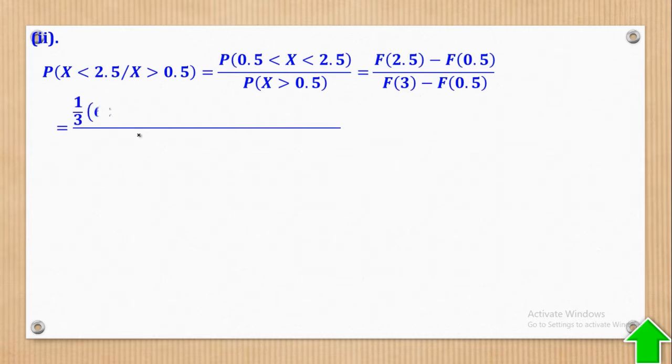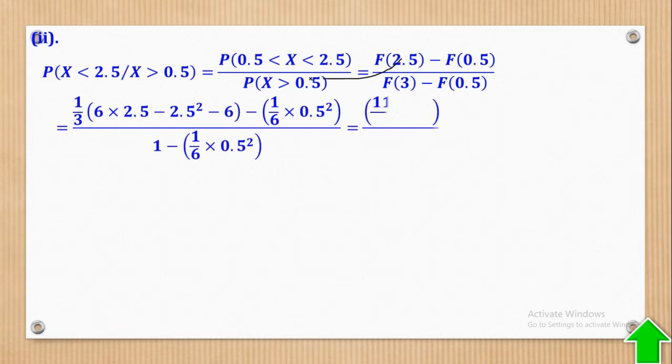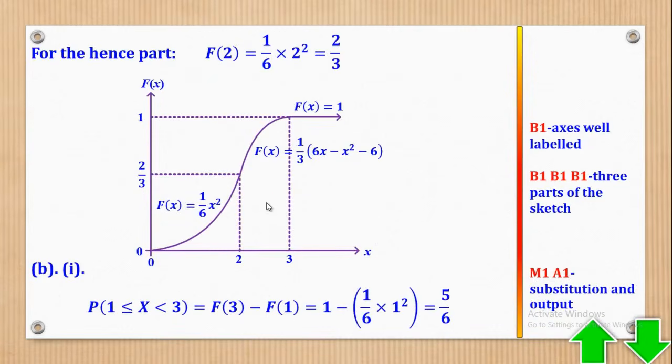Now next is to substitute where there is x, we put 2.5, but within the corresponding ranges. Let's start with 2.5. Which range does 2.5 lie in? 2.5 lies in this range between 2 and 3, and the function in that range is 1 over 3 in brackets 6x minus x squared minus 6. So that is the function you have to use to get F(2.5). But 0.5 lies in this range between 0 and 2. Therefore the function to use is this, and that's why we substitute 0.5.